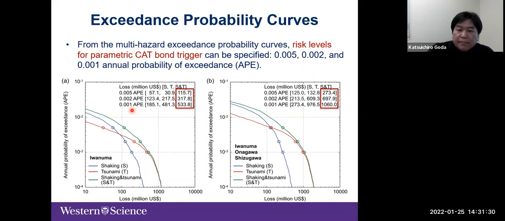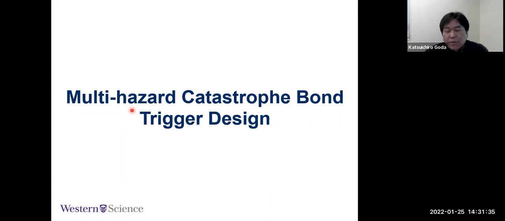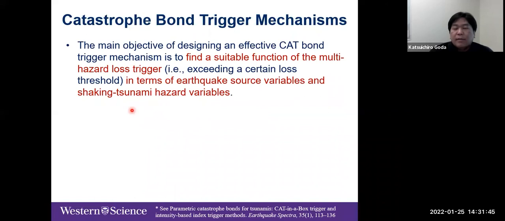So I still have about 15 minutes or so, so I'm just going to jump into some of the results. The multi-hazard cat bond trigger design is the main focus. Essentially, this cat bond trigger design is to find the suitable functional form for this multi-hazard loss value as a function of some intensity measure.